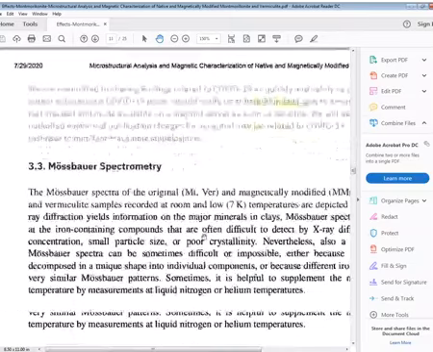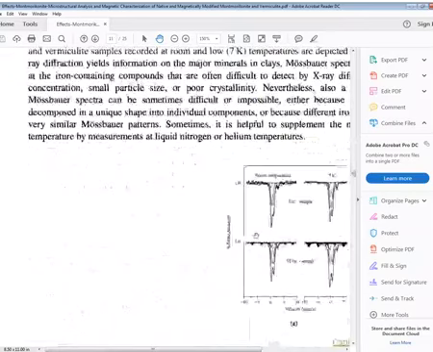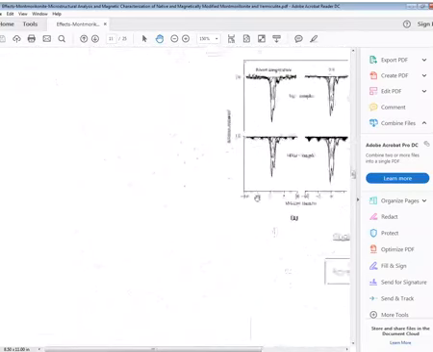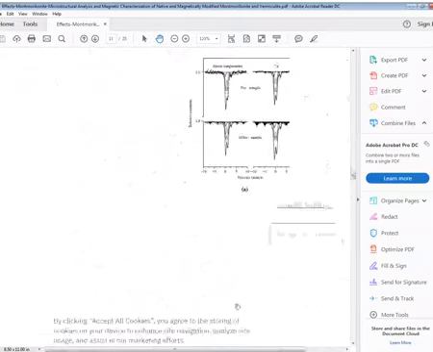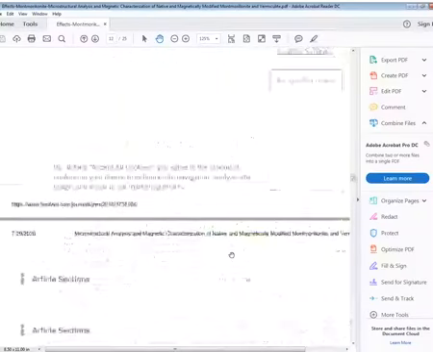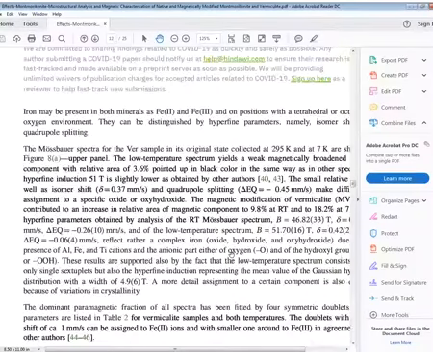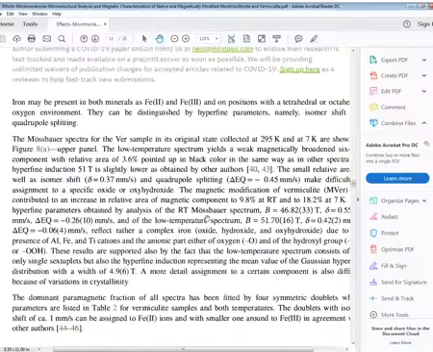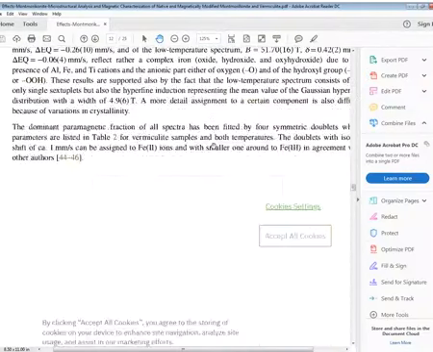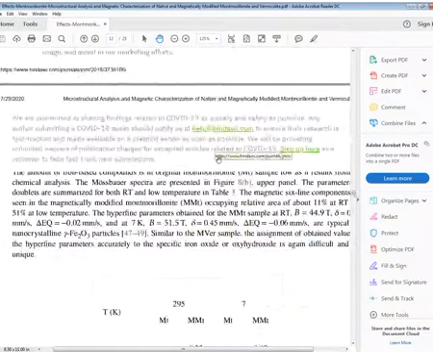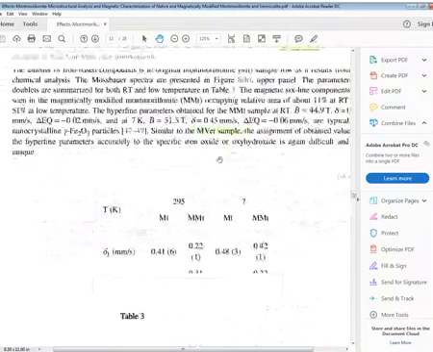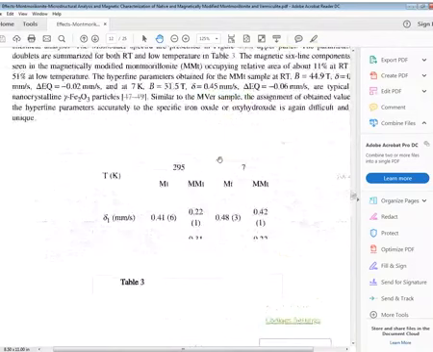Now Mössbauer spectrometry, this is another one. The same curves are here, the graphics are here. This is all how to do it chemically, how to know this analysis. This is actually iron present in both minerals, Fe2 and Fe3, in tetrahedral and octahedral environments. They can be distinguished by hyperfine parameters. So the same thing is there, which we will understand in a regular video. This is all for information.